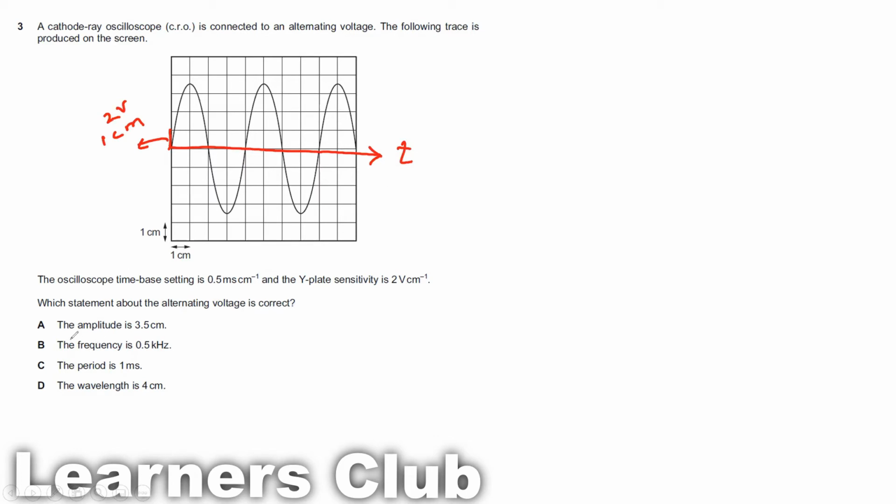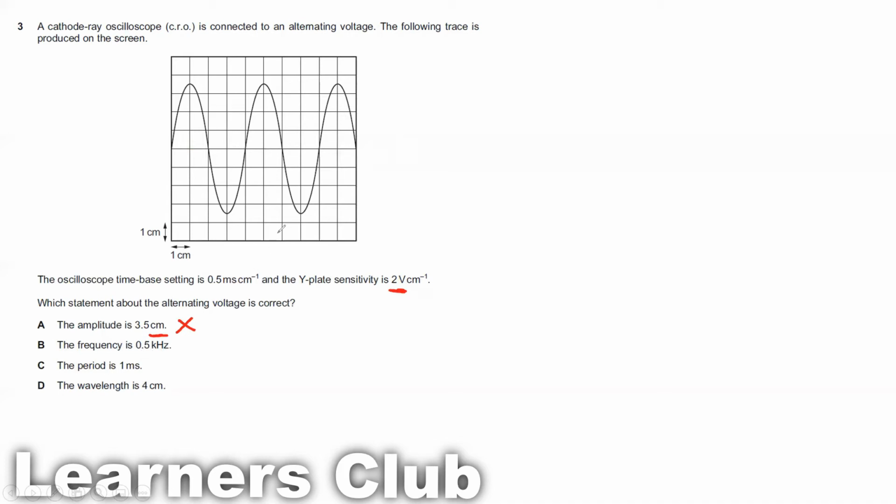The first option states the amplitude is 3.5 centimeter. That is incorrect because here we are not talking about amplitude in terms of centimeter. Here we are talking about volt in terms of amplitude. You need to talk about the voltage. So this is incorrect. Next, frequency is 0.5 kilohertz.